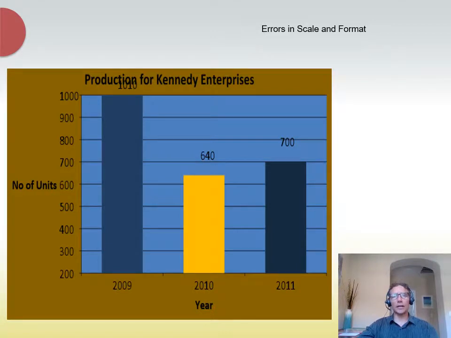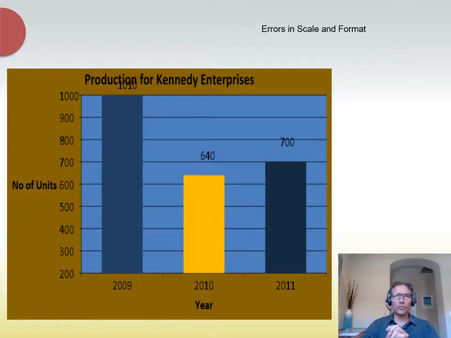But let's actually look at a bar chart. You see in the top right of this slide, I have a notation that says errors in scale and format. Let me explain what each of those are. Errors in scale is simply your XY axis. So we see here that this bar chart is displaying how many units are sold by year. And it looks like in 2009, Kennedy Enterprises had a good year, and 2010 was their worst year.